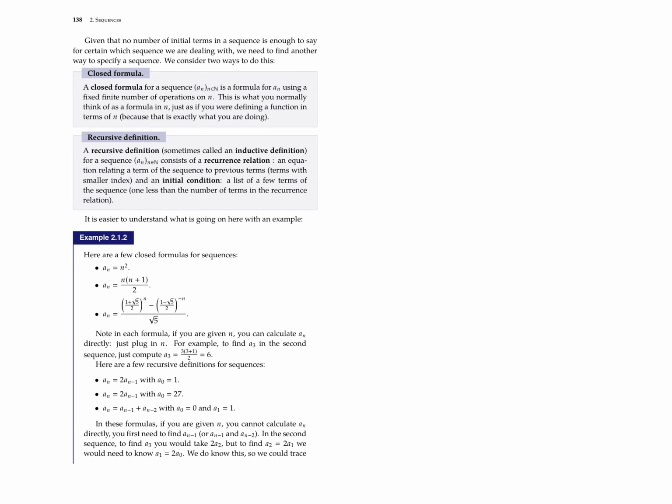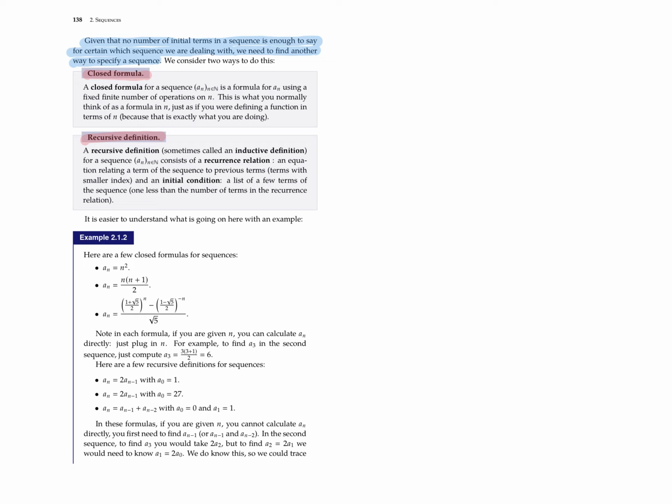Okay, so let's have a look. We now get into the nice theoretical stuff related to sequences. First of all, given that no number of initial terms in a sequence is enough to say for certain what sequence we are dealing with, we need to find other ways to specify a sequence. We will consider two ways: the closed formula and the recursive definition.